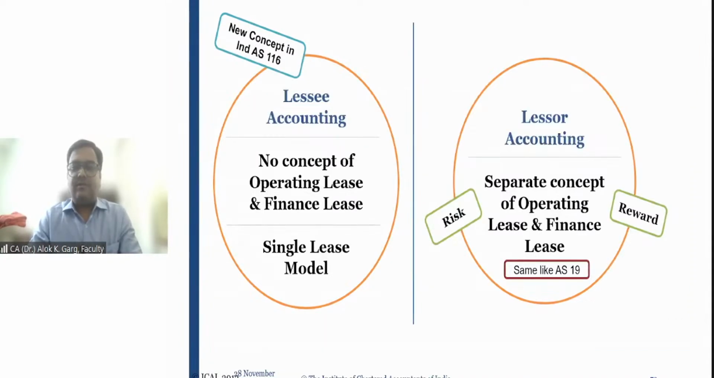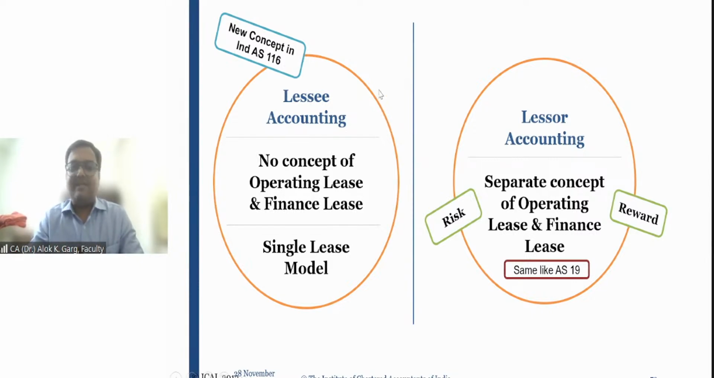Now, friends, let's start the lessor accounting, right? So far we have completed lessee accounting. Only one part is remaining in lessee accounting, which is the exemption in case of recognition of ROU asset and lease liability. This we will be covering later on. But before that, we are covering lessor accounting.